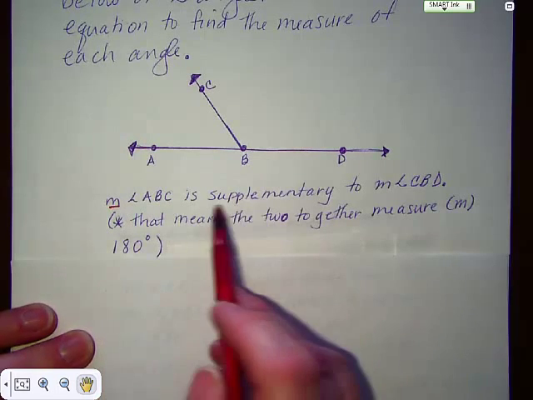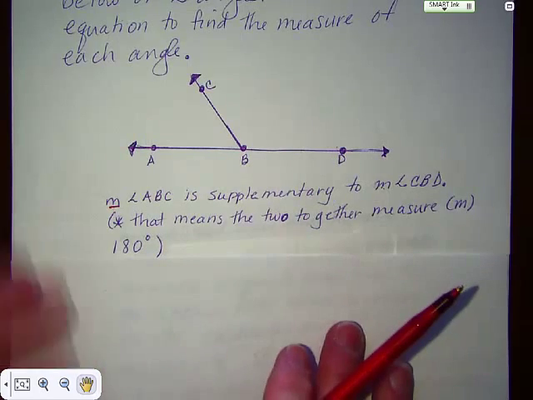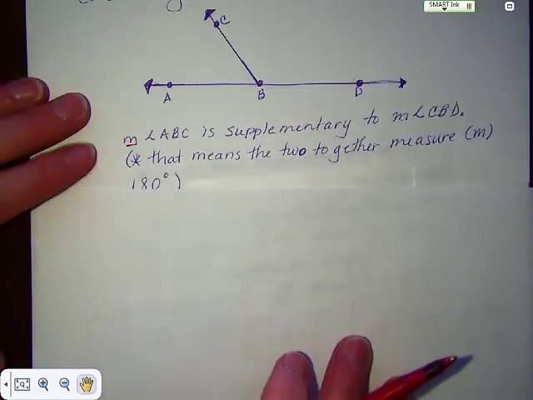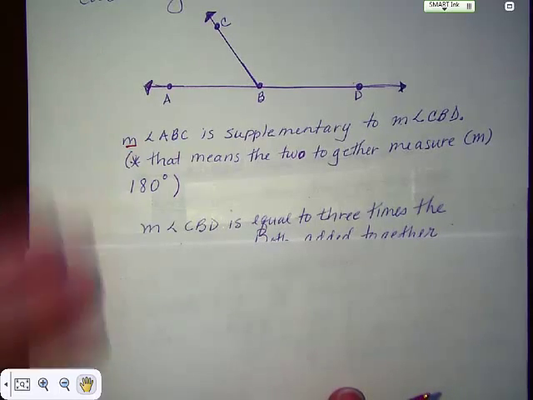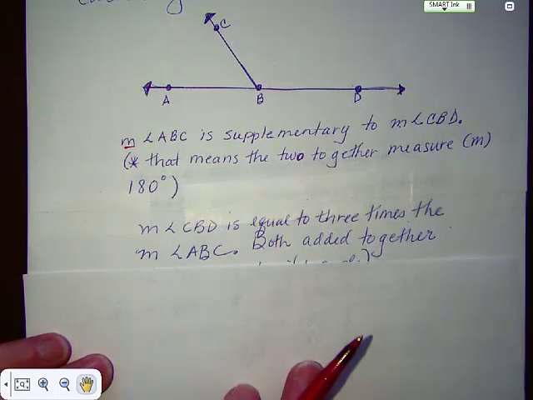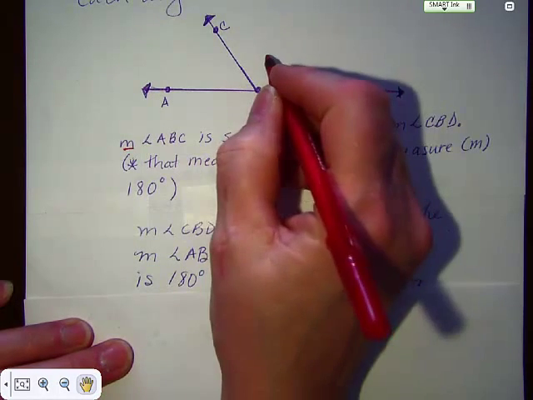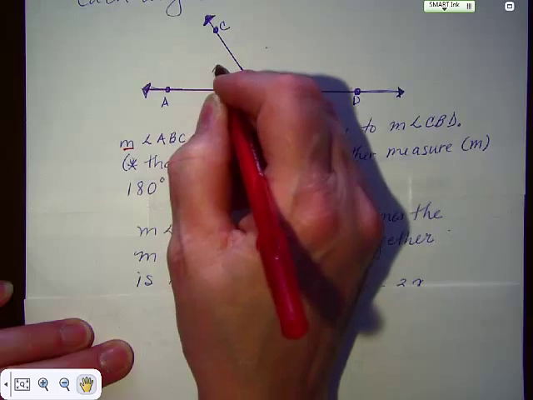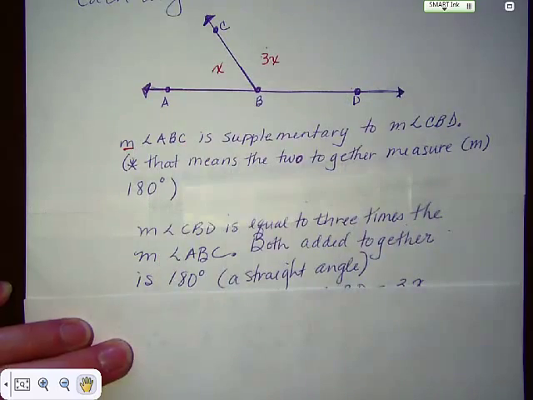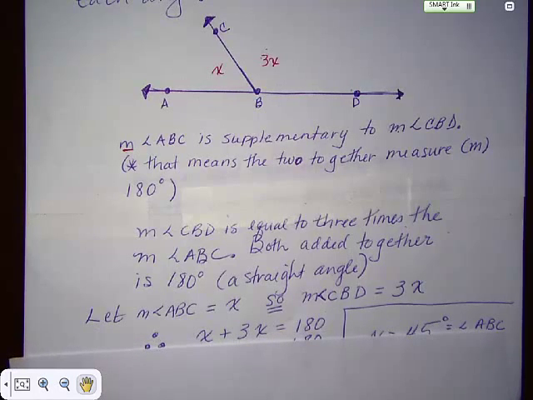The measure of angle ABC is supplementary to the measure of CBD. That means the two together measure 180. And that makes sense because this is a straight line, or a straight angle. The measure of angle CBD is equal to 3 times the measure of angle ABC. So both added together is 180. So we'll call this angle x and this angle 3x, because this is 3 times the measure of this one. Then we can just make it into an equation.